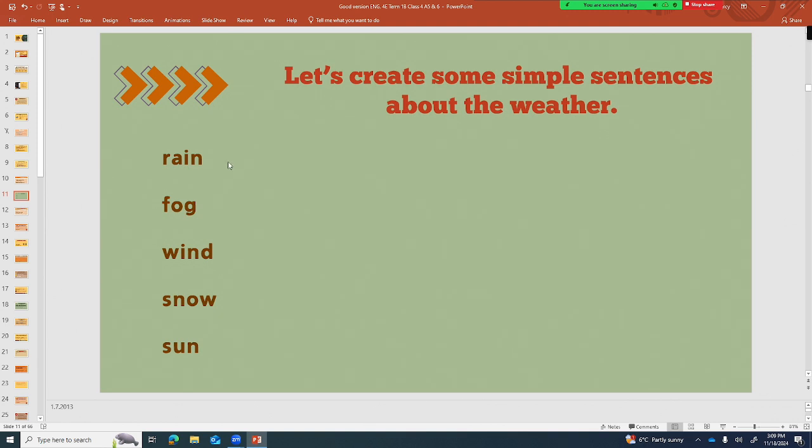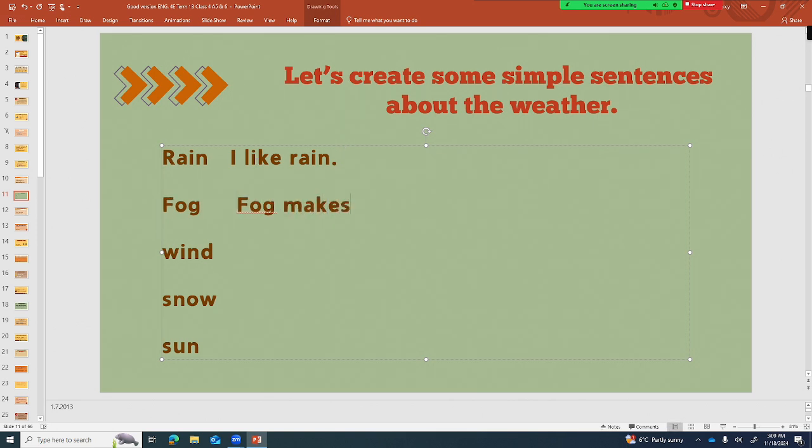So, rain. What could I say about rain? I could say something really simple like, I like rain. I've got my subject, I've got my verb, like. That is all I need. Okay, fog. Fog makes it hard to drive. Fog is my subject. Makes is my verb. What does it do? It makes it hard to drive. Wind. What can I say about the wind? The wind blew my kite away.